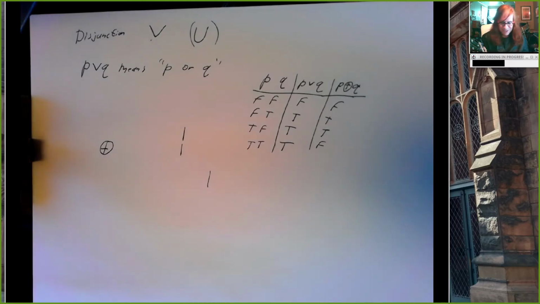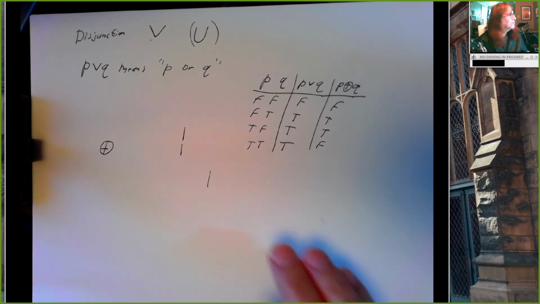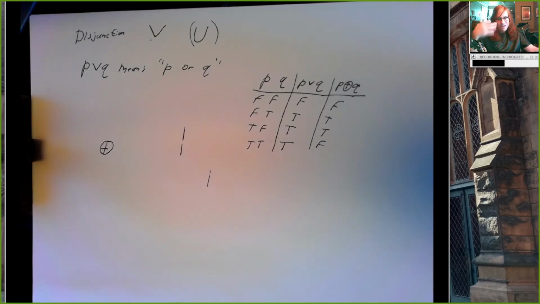So, all right, we can do the things that we've done in Engineering 250 with Boolean algebra, in the beginning of this course with set theory, and now with propositions. A lot of these things carry over.